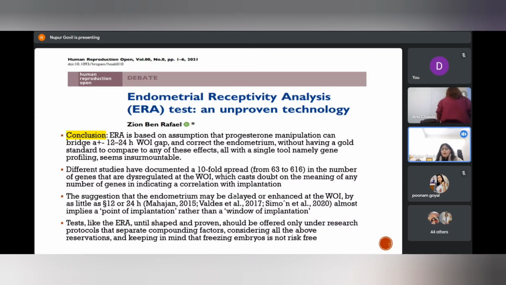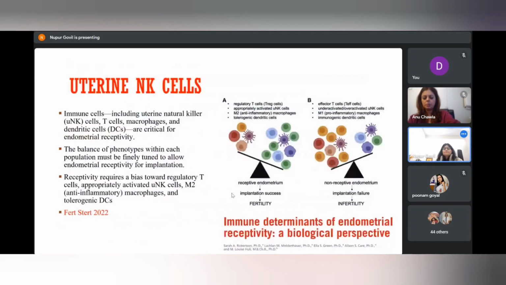Tests like ERA, until shaped and proven, should be offered only under research protocols, and separate compounding factors, considering all the above reservations and keeping in mind that freezing embryos is not risk-free. So it is very important that in case we are doing ERA for the patient, they should be appropriately counseled and informed that it can be done only in the research setting.